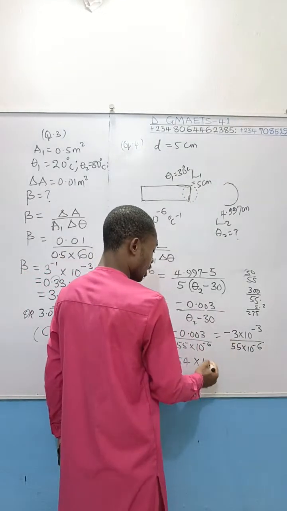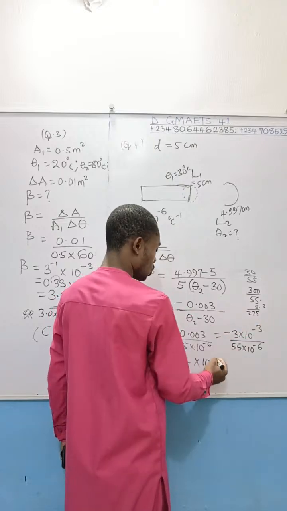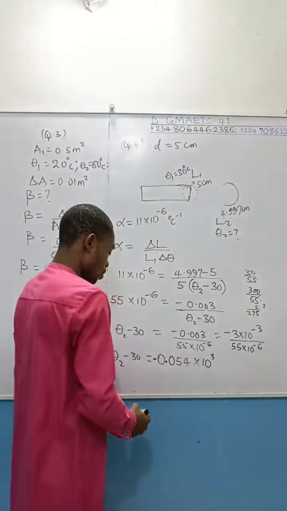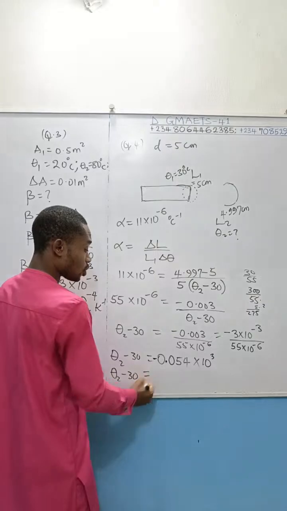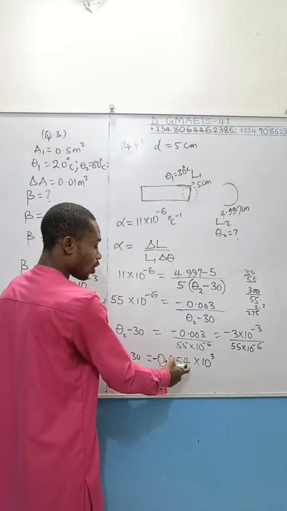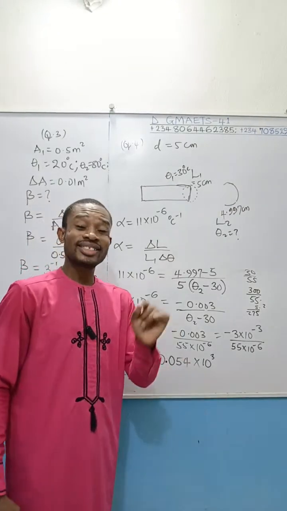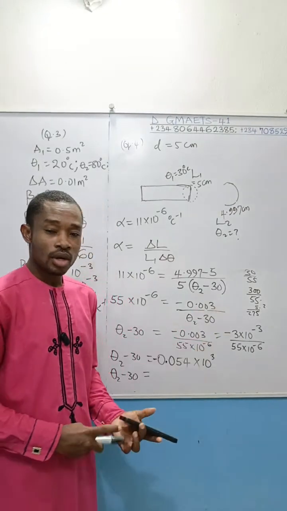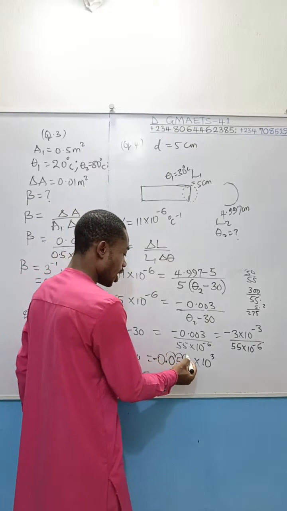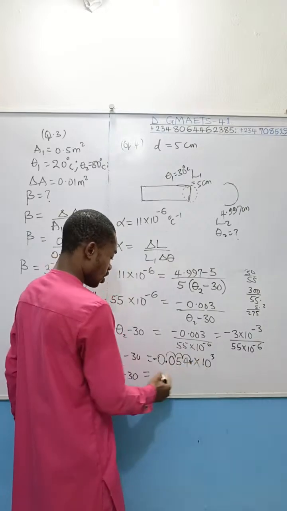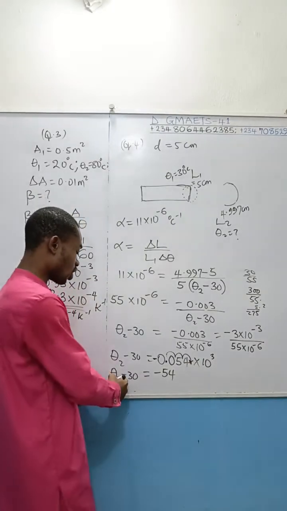Now, how do we handle this 10? Minus 6 will go up to become plus 6. Then minus 3 plus 6 will give you 3. So this is theta 2 minus 30 to be equal to 0.054 times 10 raised to power 3, which is the same as 0.054 times 1000. That simply means you are moving the point 3 times. 1, 2, and 3. So this times this will give us minus 54. Now collect like terms.